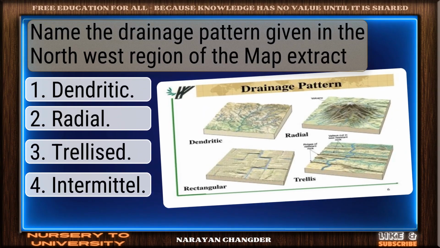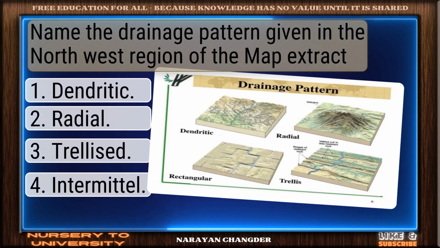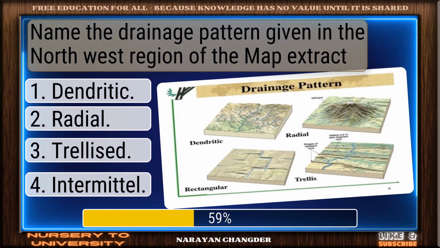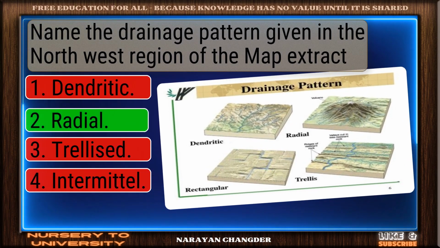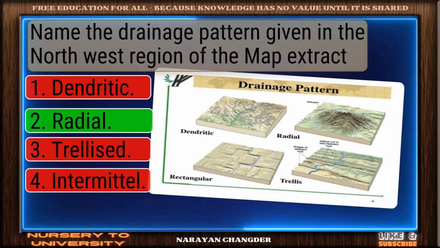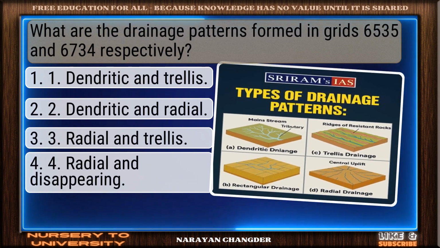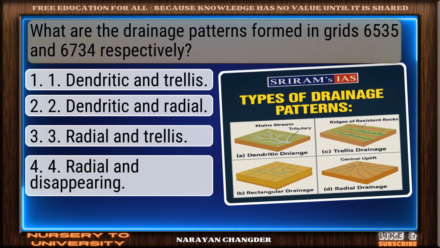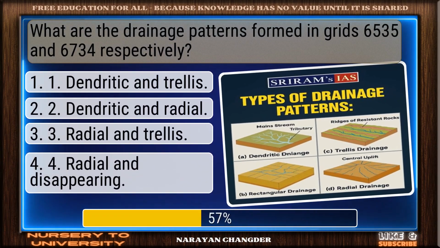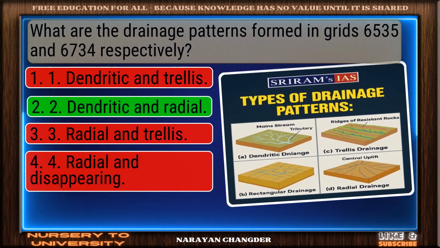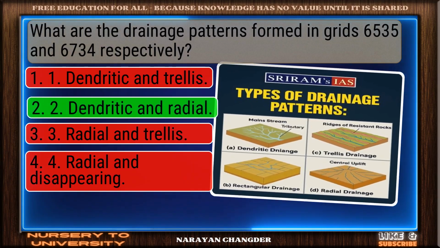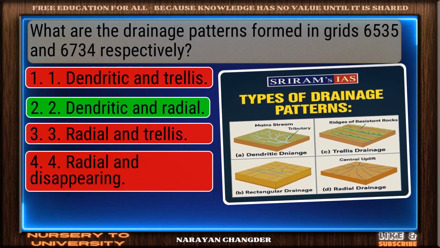Name the drainage pattern given in the northwest region of the map extract. Correct. Radial is the right answer. What are the drainage patterns formed in grids 6535 and 6734 respectively? You're right. 2. Dendritic and radial is the correct answer.